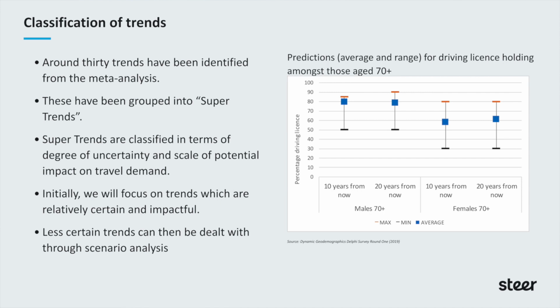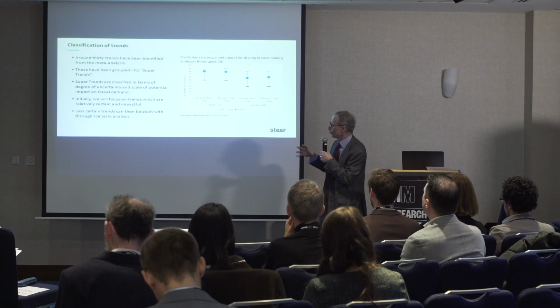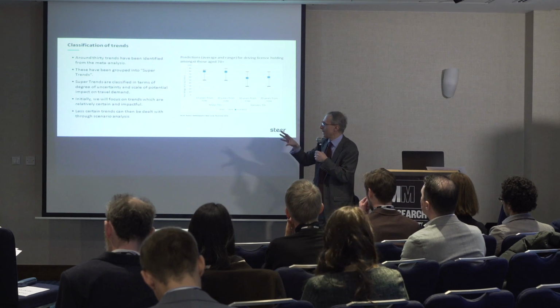So we've looked at around 30 different specific trends. And that's quite a lot to cope with, and quite a lot of them interact with each other. So we've grouped those into what I'm calling super trends, and there's about 9 or 10 of those. And then what we wanted to do with those is classify them in terms of how certain or uncertain we are about those trends and what their scale of impact is. And on the next slide, I'll show how that pans out.